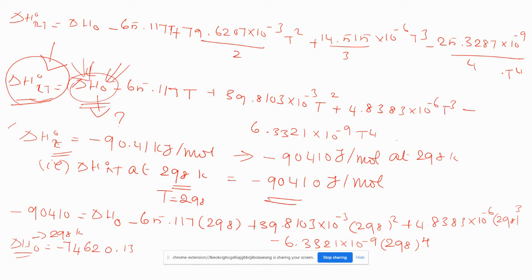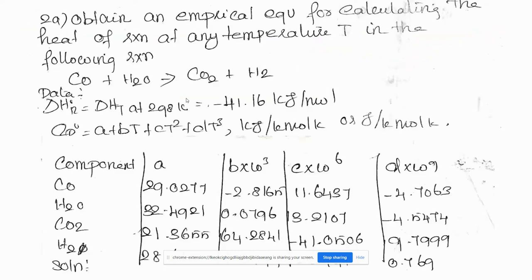Now after getting del H 0, you should substitute the del H 0 value in the same expression, without substituting any value for T. This is called the empirical expression. In the same way, one more problem you can solve.